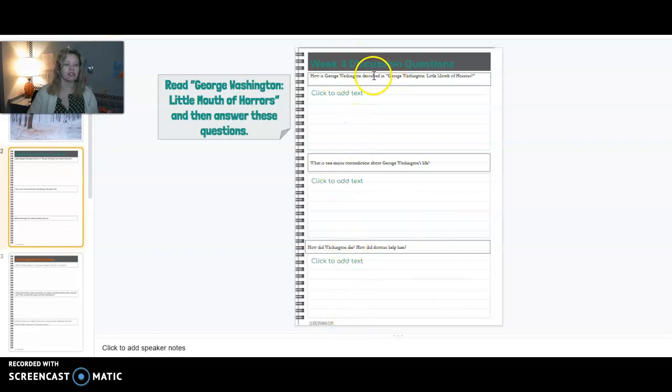I want you to pay attention to how George Washington is described. What is one major contradiction about his life? A contradiction is two things that seem like they shouldn't be true together. That they seem like they're opposites. They seem like they should cancel each other out, but they don't. And then the last one is, how did Washington die and how did the doctors help him? So those are the questions you'll be answering today after you read George Washington's Little Mouth of Horrors.